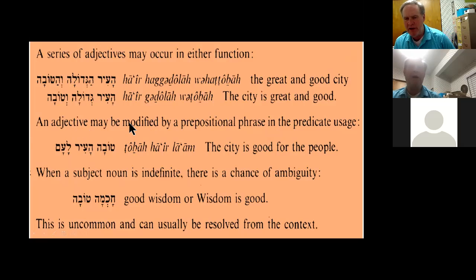An adjective may be modified by a prepositional phrase about where something is. So we have tova, which is good, ha'ir, the city is good, la'am, which we learned today means people, and la at the beginning means to. So in Hebrew it says, it is good, the city to the people. We double the word to in English and say for. So we say the city is good for the people. But in Hebrew, it is good, the city to the people.